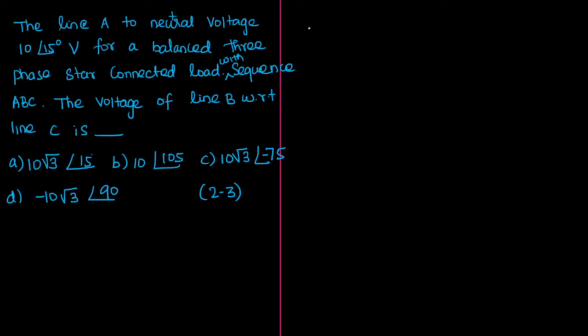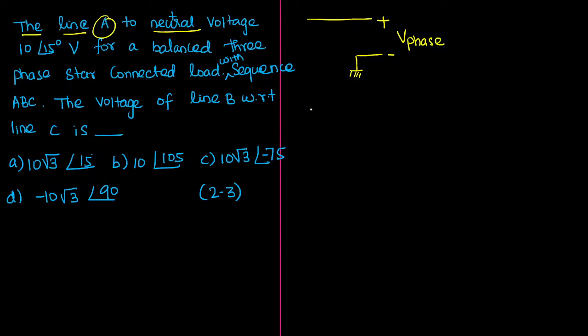Basically, what they told, let us read the question once. The line A to neutral. So I'm just asking you, line A to neutral means they are measuring the voltage between a line and neutral, meaning a line which is strictly connected with the ground. So when you are trying to measure the voltage between line and neutral, that voltage is simply called what? Phase voltage, you all know.